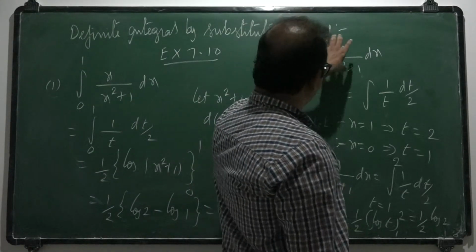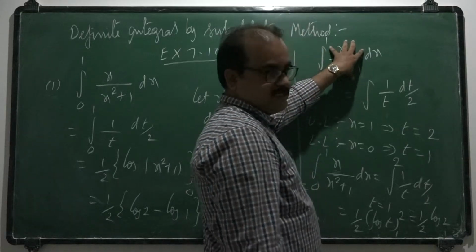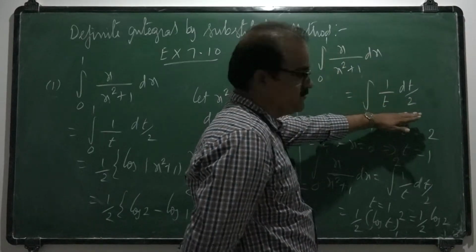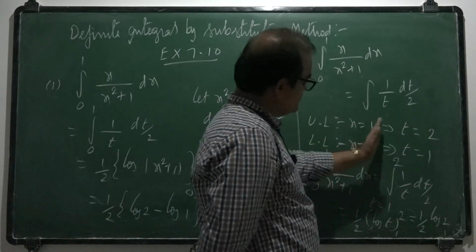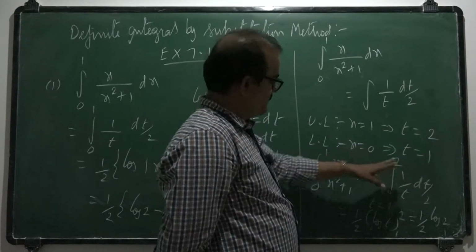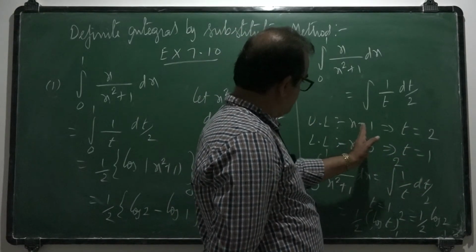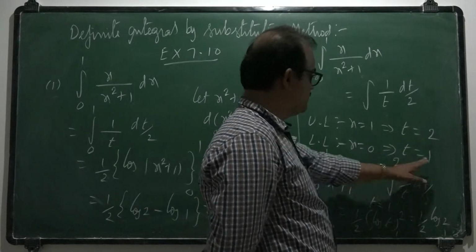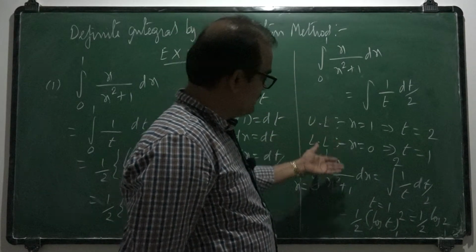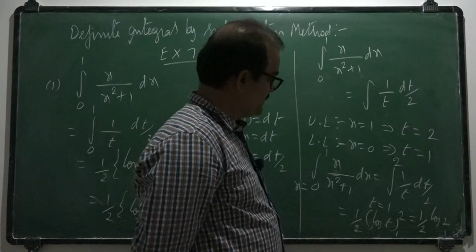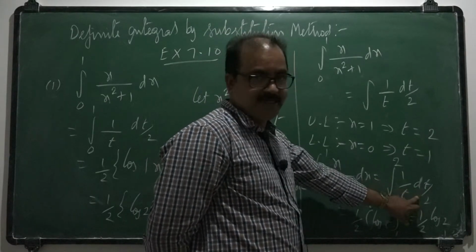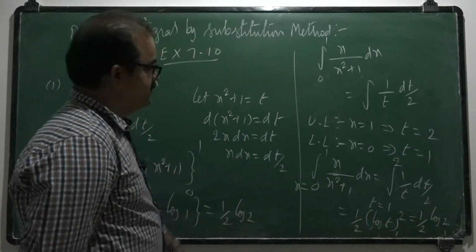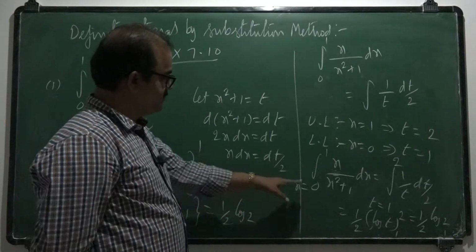Here also this is in terms of x. By substitution change this integral in terms of t. Here we change the limits also in terms of t. The upper limit when x is equal to 1, t is equal to 2. Lower limit when x is equal to 0, t is equal to 1. So you may change the limits in terms of t also and apply that limits to the integral in terms of t. Then you get 1 by 2 into log 2. So this is the best method compared to these two methods.